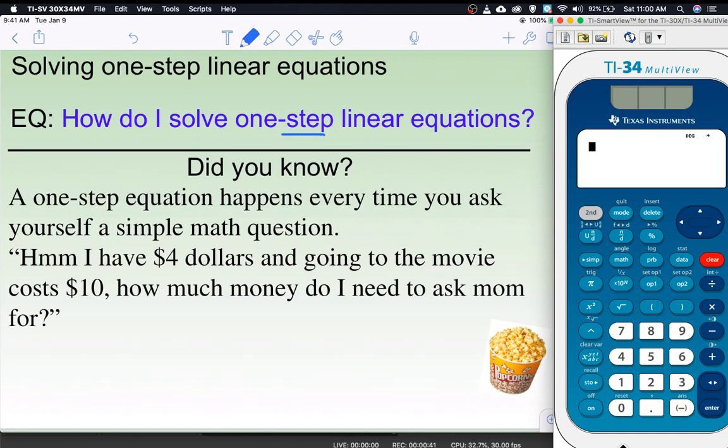Did you know that a one-step equation happens pretty much anytime you ask yourself a simple math question? Like, I have $4 and I'm going to the movies and it costs 10. How much money do I need to ask mom for? Well, that would be a one-step equation. We don't always do the equation in our head or say the equation or write it out, but it is really an equation that you're doing.